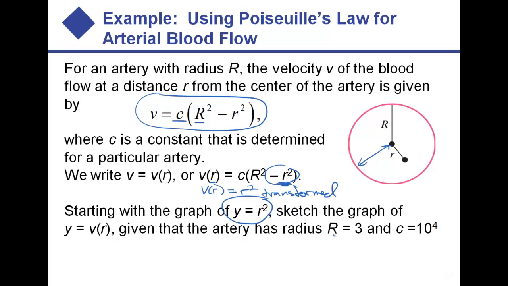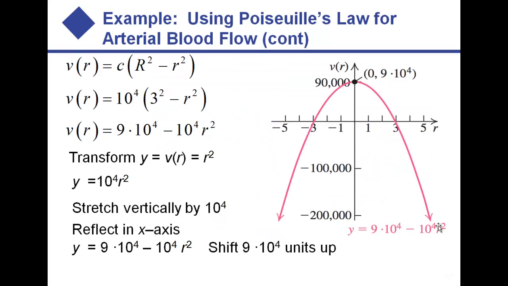So if we're given an artery with a radius of 3 and some flow constant of 10 to the 4th, then we can figure out what's going on. First thing we want to do is plug those numbers in. So we plug in our flow constant of 10 to the 4th and our radius of 3 and kind of distribute. Do the math. 10 to the 4th times 3 squared, which is just 9, and then 10 to the 4th times our negative r, and that's what we get here.